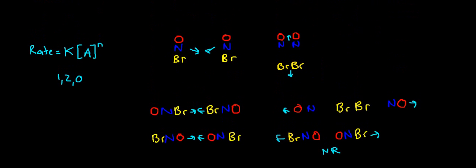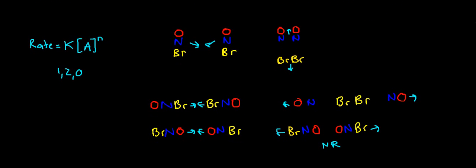So why would this affect rate? Well, let's have a look at what would happen if I put in a 1, 2, or 0 for the order. If I put in a 0, then the rate is equal to just K, since anything raised to the 0 power is 1. If I put in a 1 in here, then the rate is going to be directly related to the concentration of A. If it's to the second power, then it's the square of it.